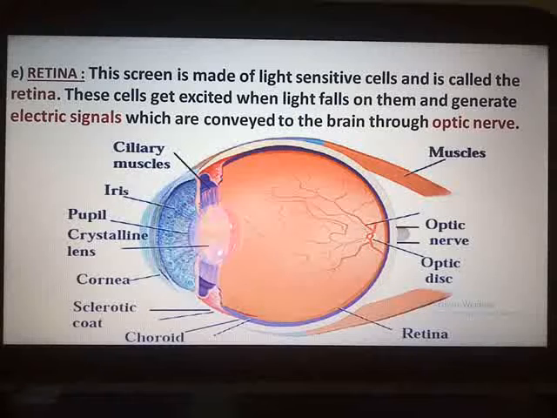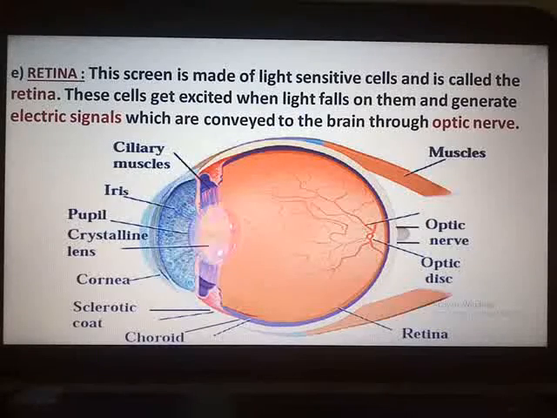In the human ear, last year you have studied about the auditory nerve and the cochlea, the snail-like structure which converts the sound vibrations into electrical signals that are conveyed to the brain. Similarly here, these cells generate electrical signals and they are conveyed to the brain through the optic nerve. Later, what does the brain do? The brain analyzes the signals and converts them in such a way that we perceive the objects as they actually are.